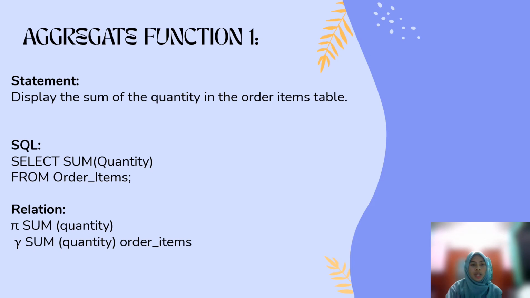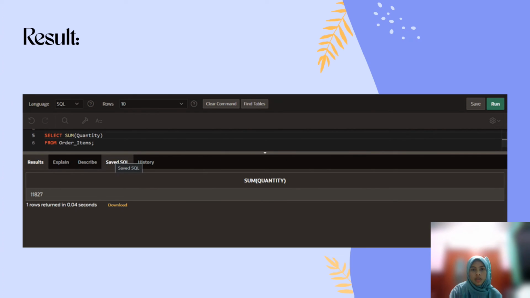For aggregate function 1, the statement will display the sum of the quantity in the order items table. For the SQL, select sum of the quantity from the order items. The result shown is the sum of the quantity from the order items, which is 11,827.